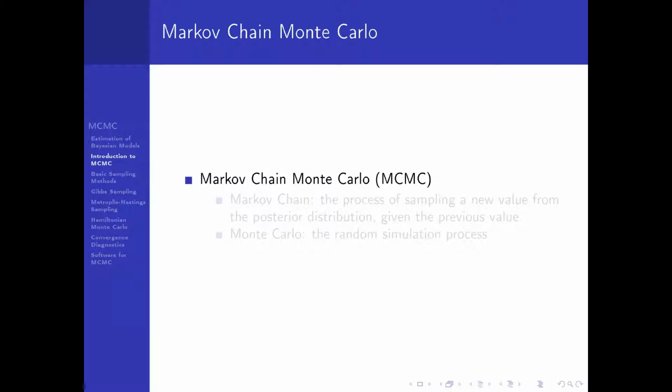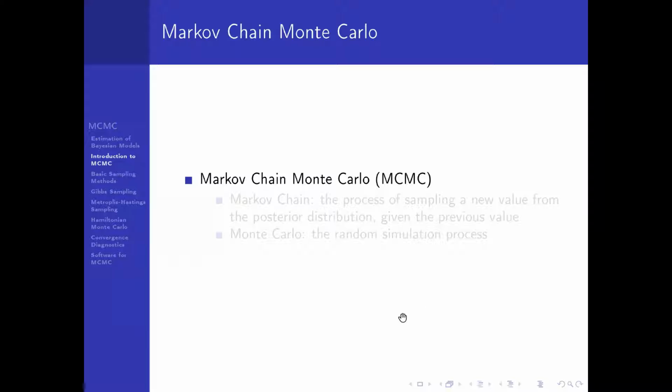So the workhorse, the main machinery that is in operation to get the posterior, is what we call MCMC, Markov chain Monte Carlo. And this looks like a pretty esoteric term, right?